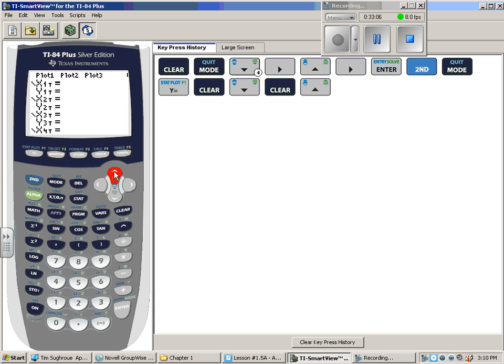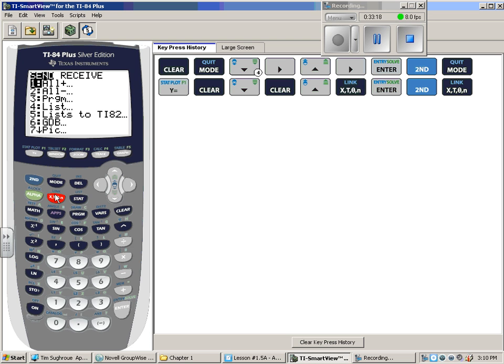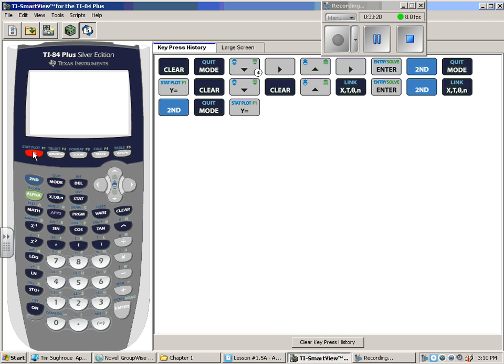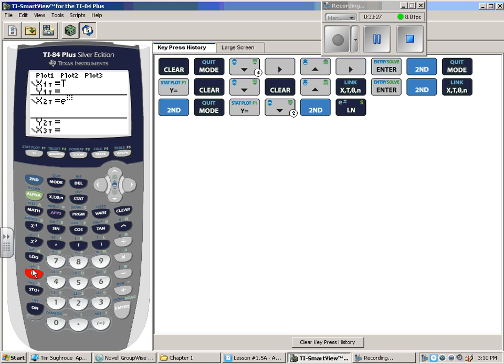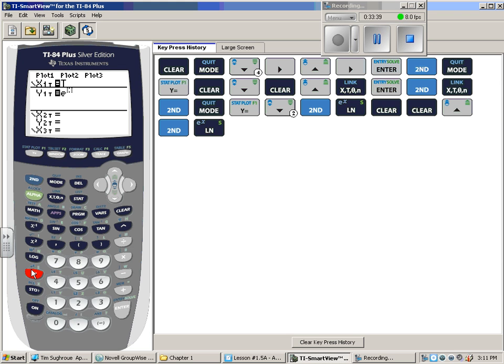For the first equation to graph it, a normal function, I just make x equal to t, and I'm going to go second e raised to the t. Again, the buttons here. Second e raised to the t.